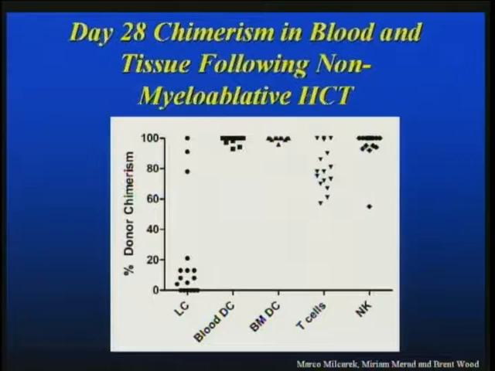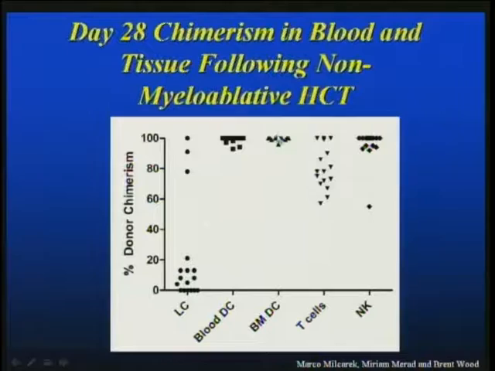Now, this is a slide I got from Marco Milcarek, who's very interested in Langerhans cells, which are the dendritic cells in the skin. And I'd like you to focus on this part of the slide, where we're looking at just the DC cells, which are the dendritic cells. So these are patients that, again, were non-myeloablative conditioning, day 28 chimerism, looking at DCs in either blood, bone marrow, or in the skin.